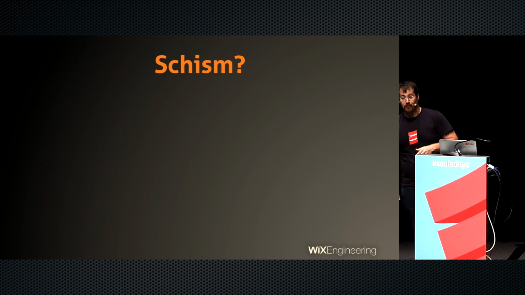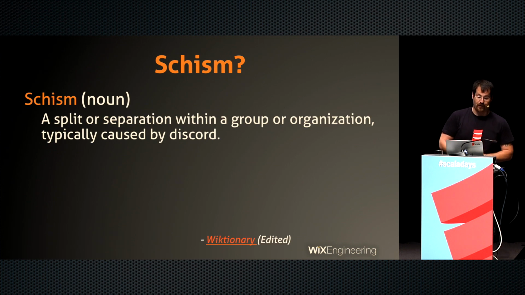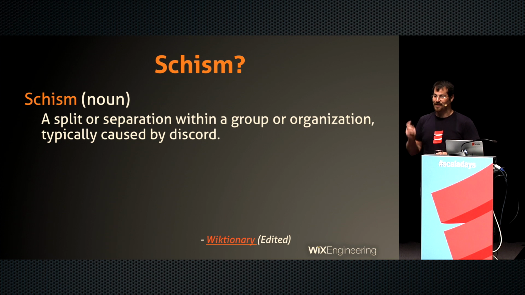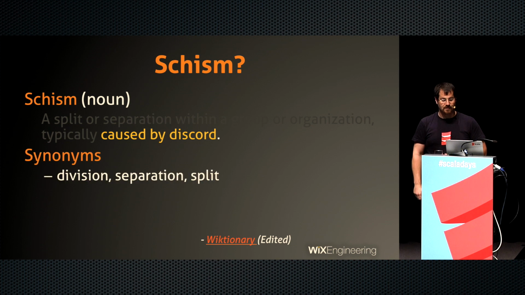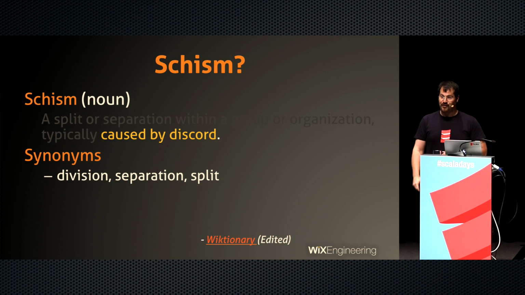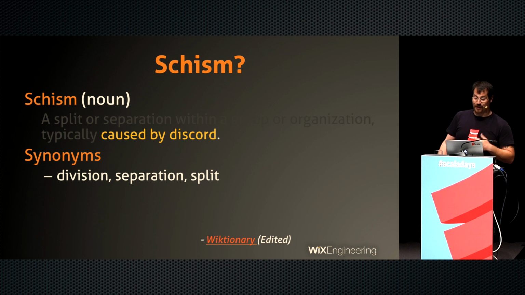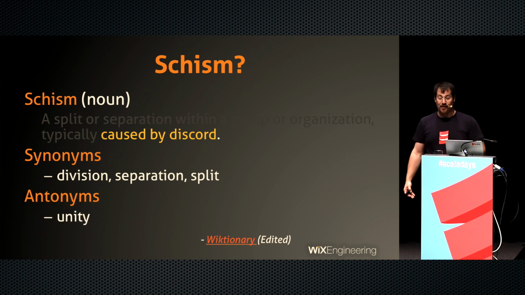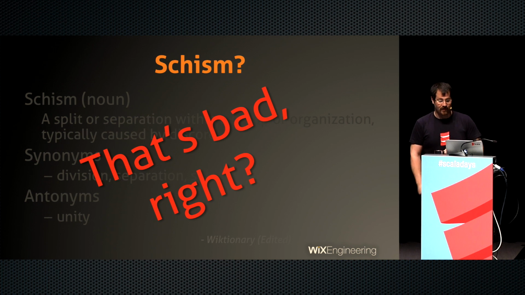Schism, on the other hand, assuming I'm pronouncing the word right, because I'm not a native speaker either, is a split or separation within a group or organization, and I want to highlight that last bit because it is typically caused by discord. That is one of the definitions. Synonyms for that would be division, separation, split. I've also seen rift. So these are a little bit scary, right? These are kind of negative words. Also, if you look at what the antonym for schism is, it's unity. So basically, schism is the opposite of unity, and that's really bad in any community, and certainly in the software communities.